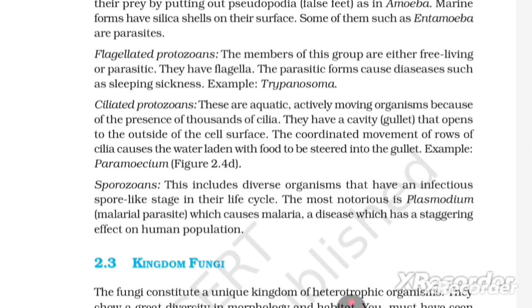Fourth, sporozoans. These include diverse organisms that have an infectious spore-like stage in their life cycle. The most notorious is Plasmodium, the malaria parasite, which causes malaria, a disease which has a staggering effect on the human population.